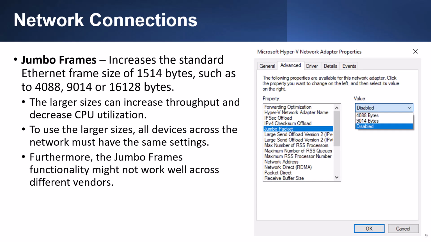Jumbo frames increase the standard Ethernet frame size of 1,514 bytes, such as 4,088, 9,014, or 16,128 bytes. The larger sizes can increase throughput and decrease CPU utilization. To use the larger sizes, all devices across the network must have the same settings. Furthermore, the jumbo frame functionality may not work well across different vendors.